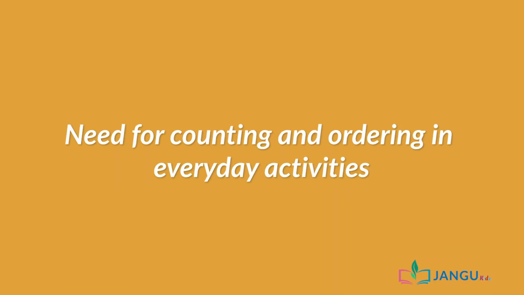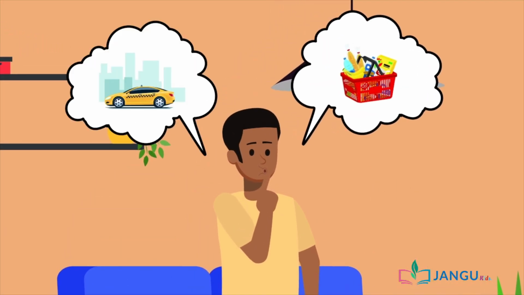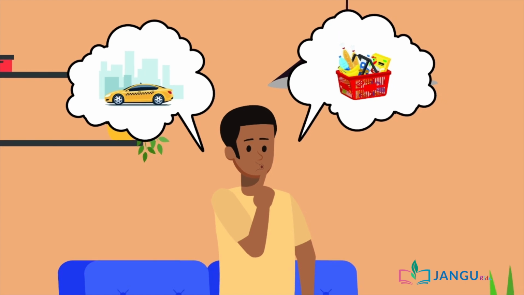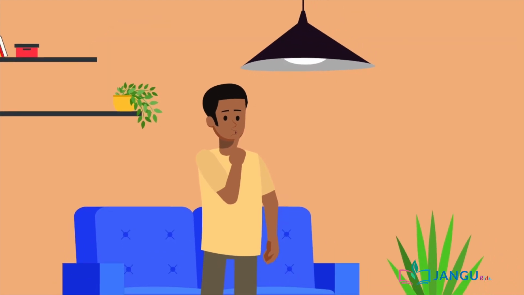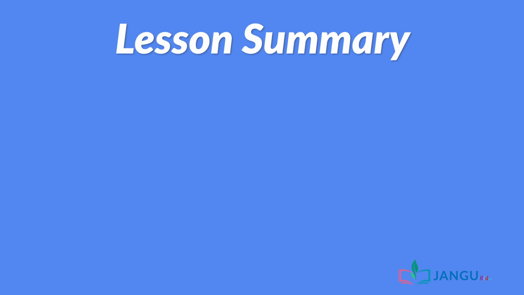So, counting and ordering is useful in everyday activities like calculating money for food, transportation and other expenses, cooking, or anything that involves the idea of proportion and percentage, measuring items, and telling the time you spent on work or school. Now with this, we come to the end of today's lesson.